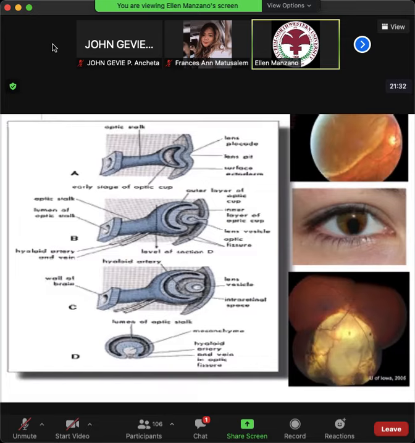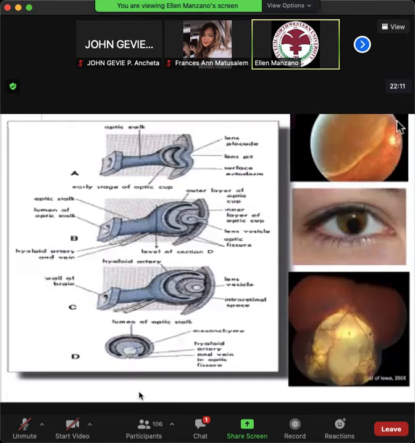When the closure does not happen or is incomplete, a congenital anomaly called coloboma results, like this one. As you can see, there is an iris defect, or sometimes there's also a defect on the lens. So we call that iris coloboma or lens coloboma. On the retina, you can also see the coloboma, which we call retinochoroidal coloboma, as this one. It's a deep excavated area on the retina. As you would know, it is usually on the inferior side. So this is due to incomplete closure of your embryonic fissure.